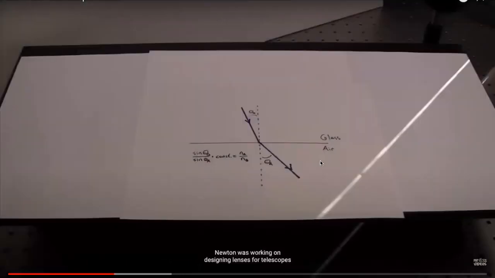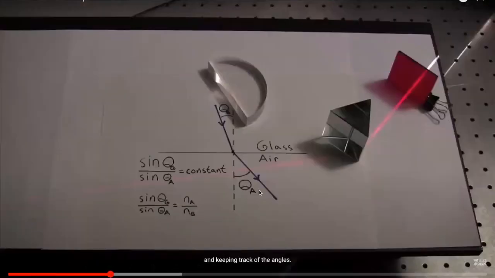Newton was working on designing lenses. That was red light. Okay, now see what happens when white light is incident on it. Before, we see a red light is incident and it refracts like this. It is still red light after this. But when white light enters, what will happen? Let us see the angles.